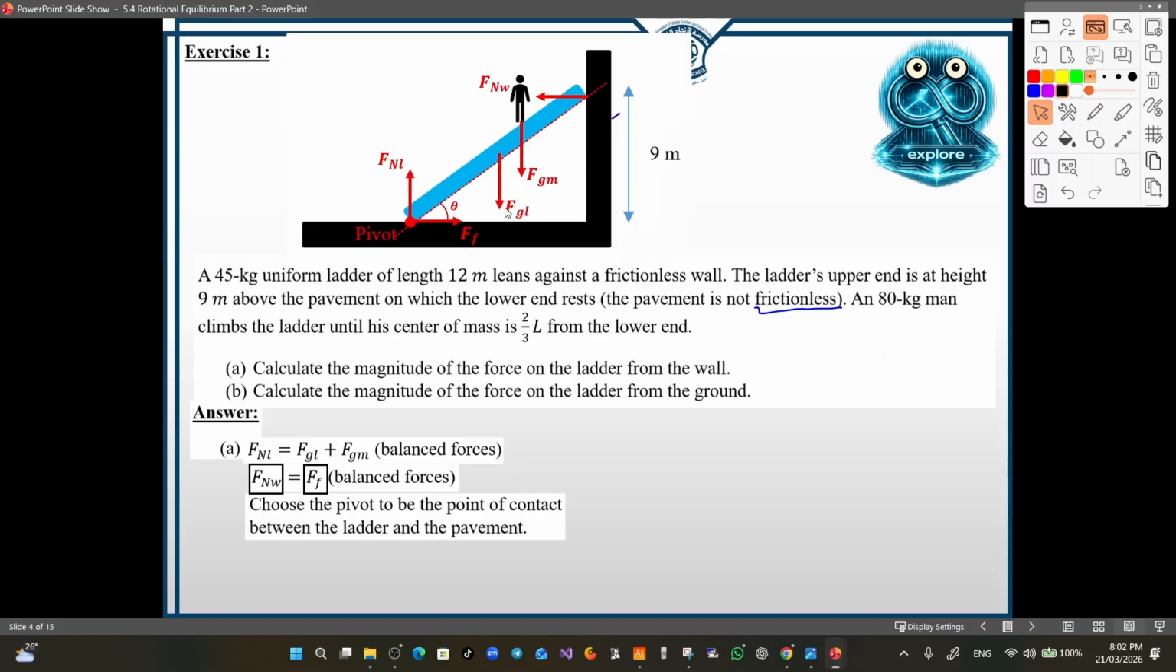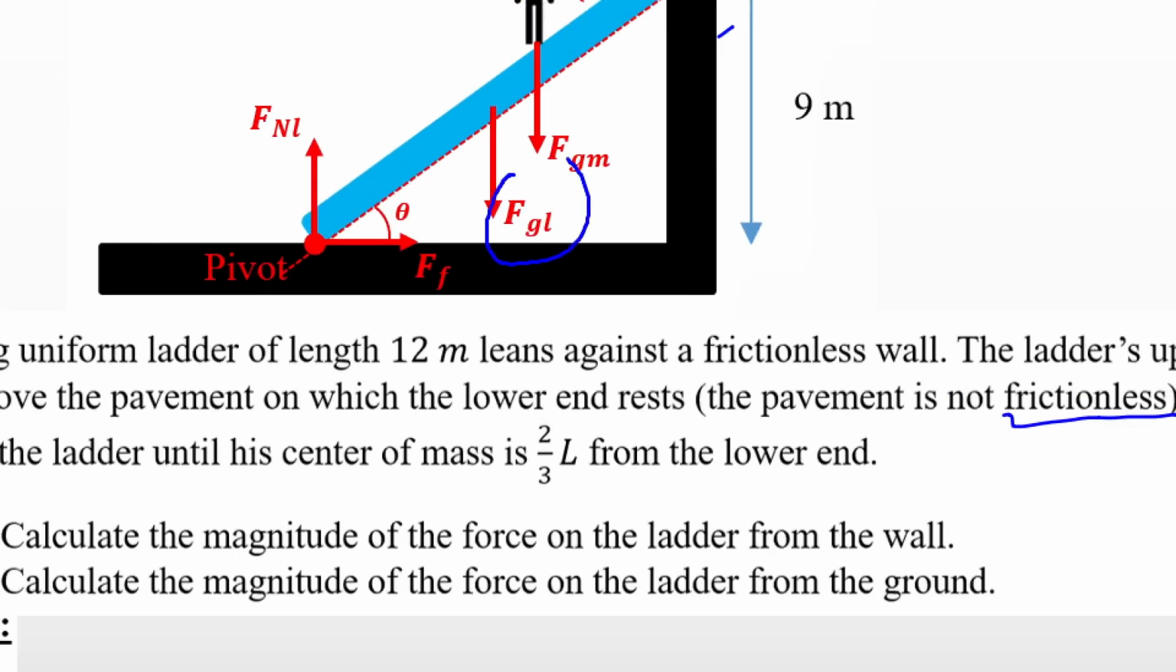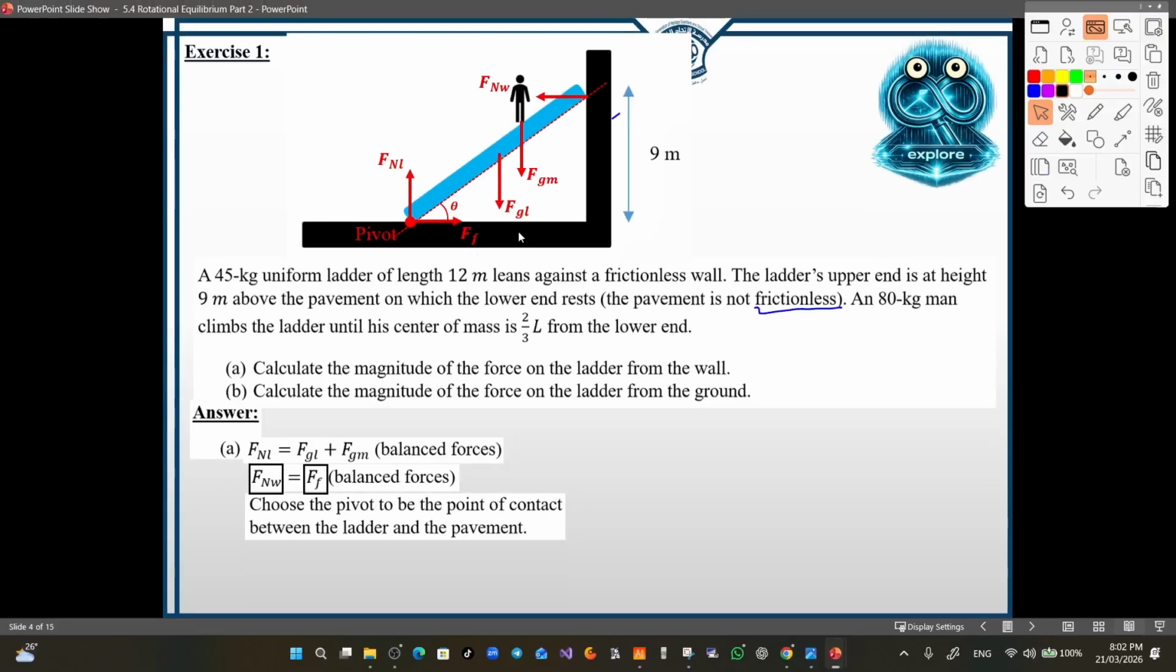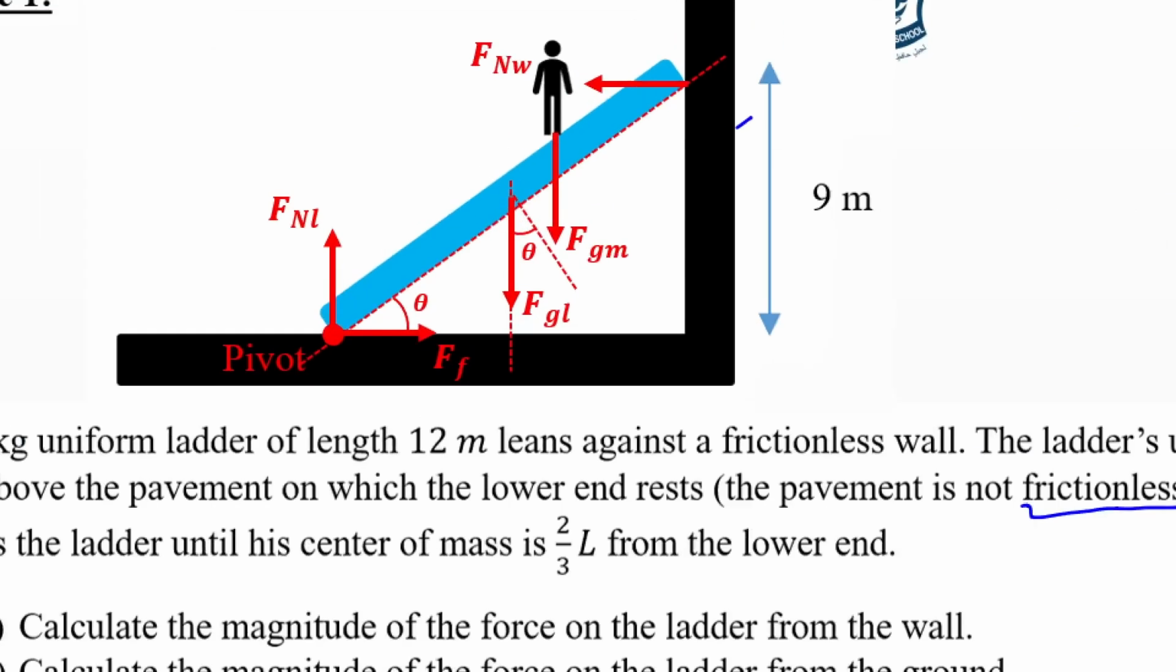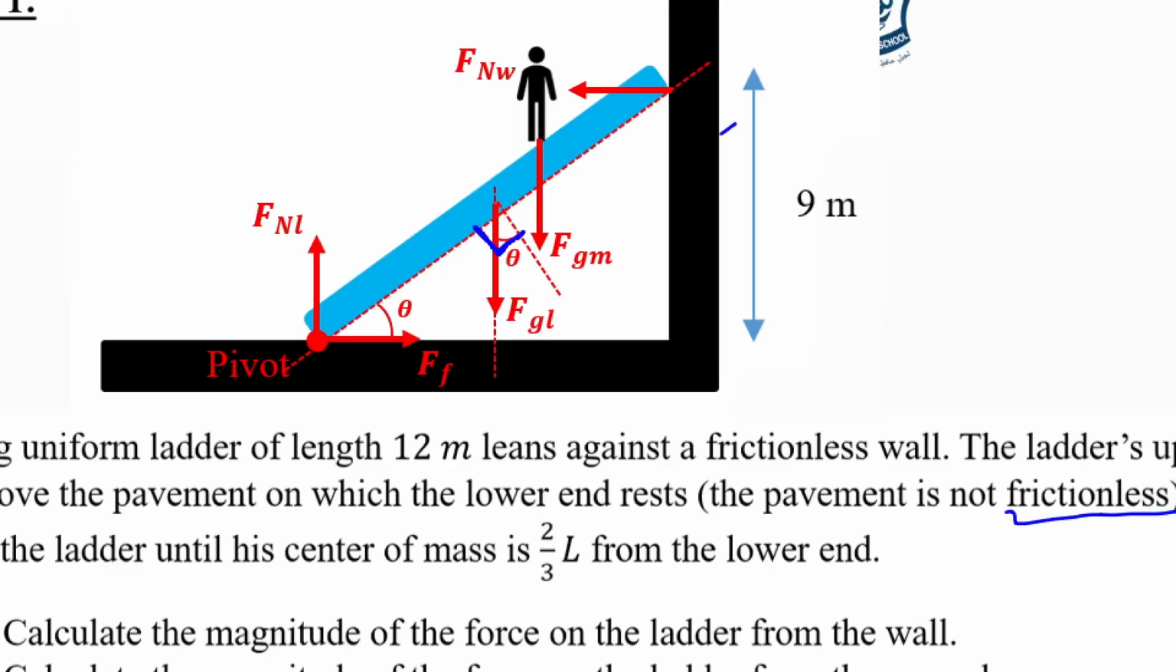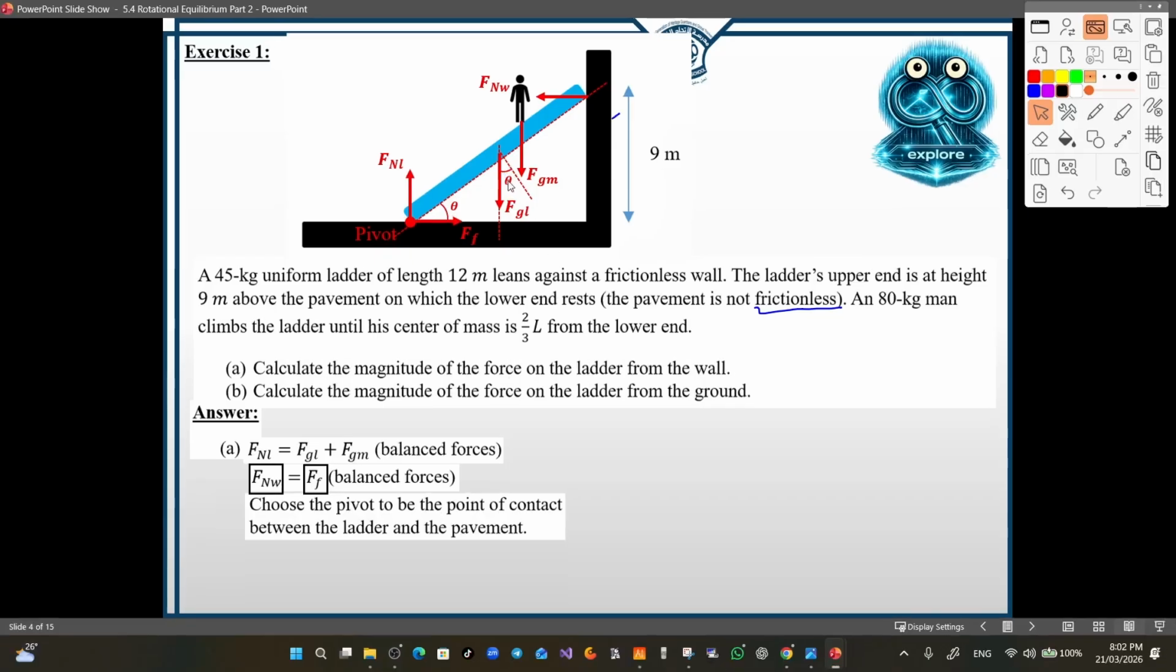Now let's start with the first force. The first force is FGL. We will calculate the torque of this force because here we are applying the rotational equilibrium. Now this is the force, the line of action of the force, and this is the tangential direction. Remember that there is 90 degrees between the tangential direction and the radial direction.